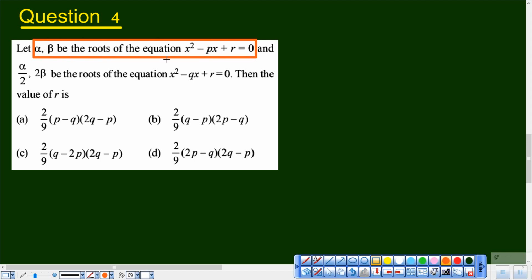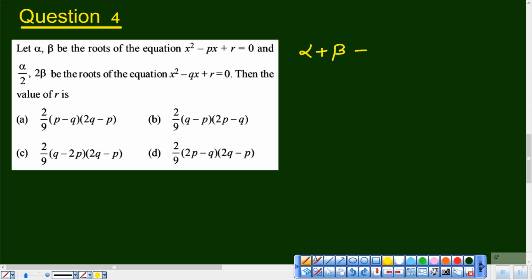So you can see that alpha plus beta would be nothing but minus the linear coefficient upon the highest degree coefficient. The highest degree coefficient is 1 after all, so that is going to be p. I call it equation number 1. What is the product of the roots? The product of the roots is the absolute coefficient upon the highest degree coefficient. The absolute coefficient is r, the highest degree coefficient is 1, so it is equal to r. That is equation number 2.